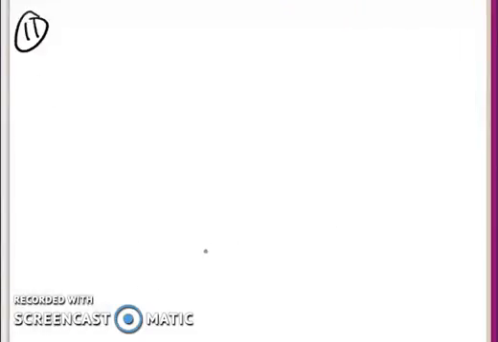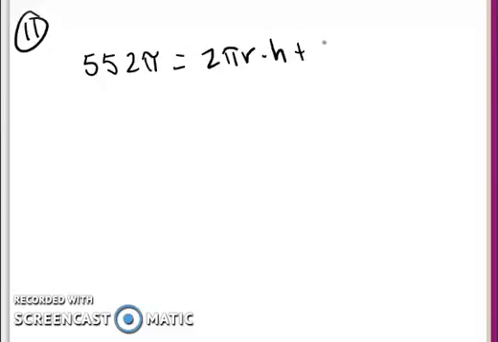The surface area of a cylinder and the radius, solve for the height. Okay, so we got the surface area is 552 pi, the surface area of a cylinder. So we're going to write down the surface area formula of a cylinder, which is 2 pi r times h plus 2 pi r squared.